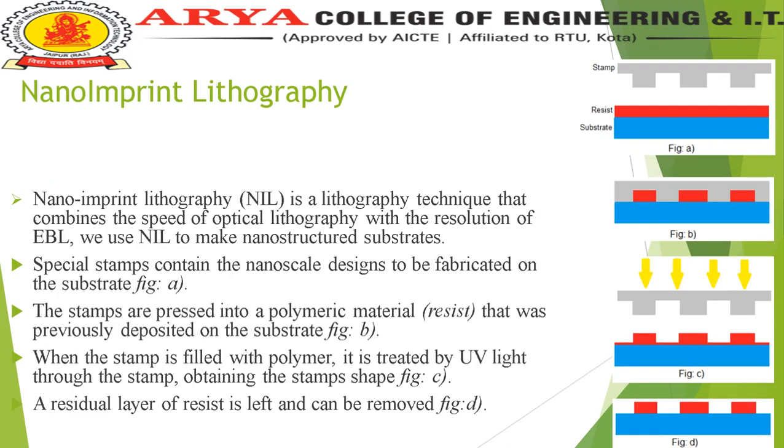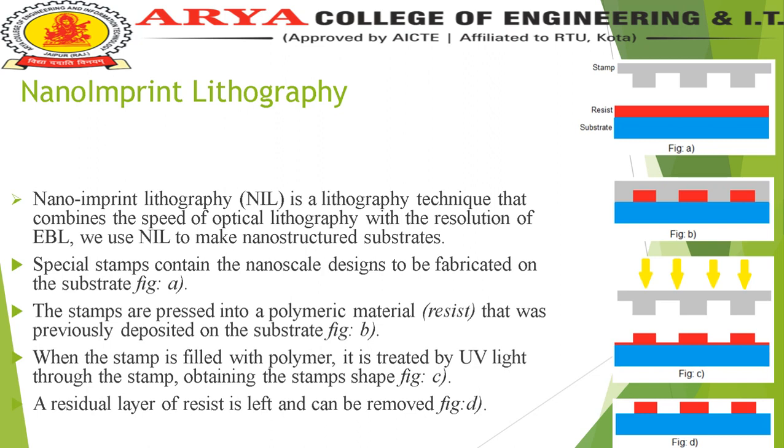Now, nanoimprint lithography. Nanoimprint lithography is a lithography technique that combines the speed of optical lithography with the resolution of AFM. We use NIL to make nanostructured substrates. A special stamp containing the nanoscale design is fabricated for the substrate. The stamps are pressed into polymeric material that was previously deposited on the substrate.